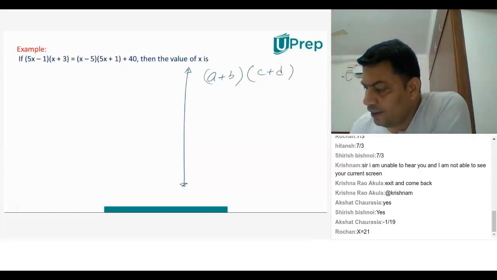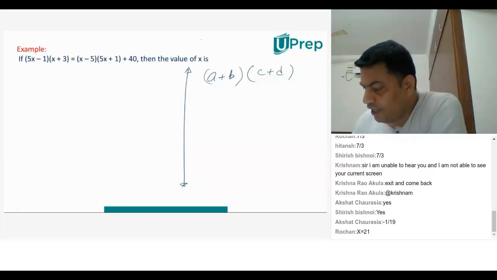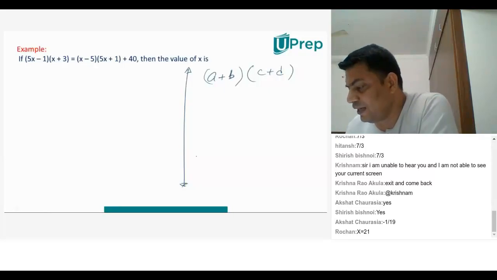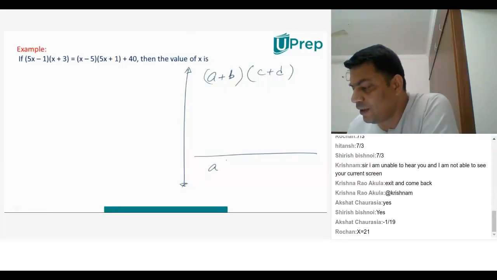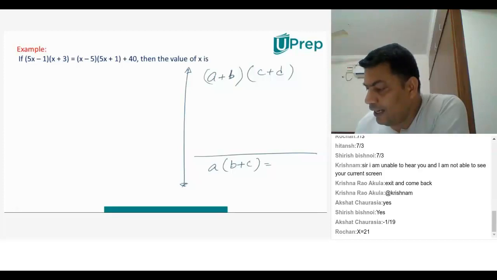I'm sure every one of you understands that if we were to have a simple multiplication like A multiplied with B plus C, how do we do it? That's the distributive property, right? A multiplied with B plus C: A into B plus A into C. So we do A into B plus A into C.